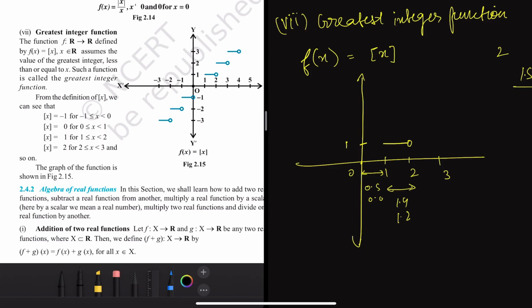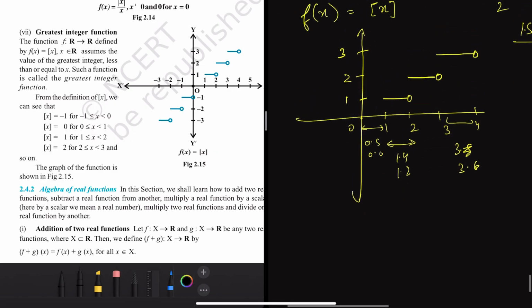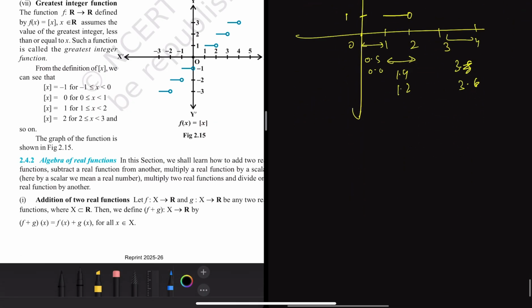ठीक है. So 2 पे हम यहाँ पे 2 से start करेंगे and up to 3 we will go. Then similarly 3 और 4 के बीच में जितने भी नंबर्स हैं 3.5, 3.6, we will just remove the decimal and will say that y at all these numbers is 3 except at 4. Similarly for all the negative values also. That is how the graph is drawn.